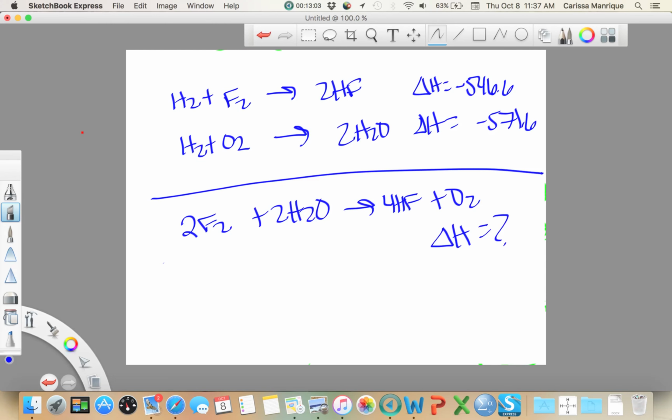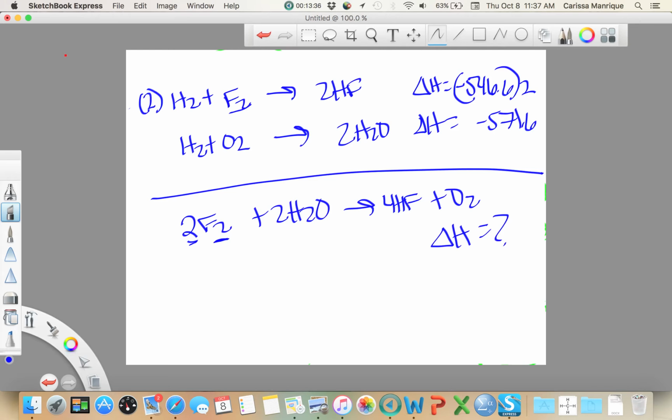So how do I go about it? I start with my final reaction. I want F2 to be a reactant, and I want a 2 in front of it. I find F2 up here. F2 is a reactant, but it doesn't have a 2 in front of it. So how can I put a 2 in front of it? Multiply everything by 2. You can't just put a 2 in front of F2. You have to multiply the whole entire reaction, including the delta H. So let's multiply this by 2 also.